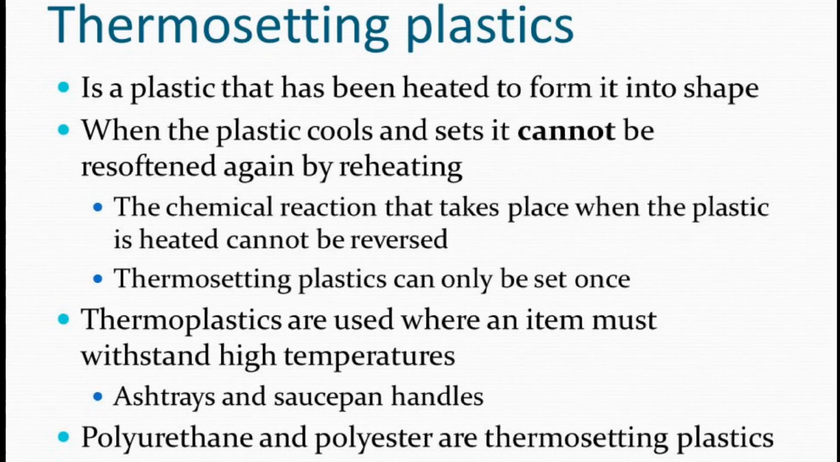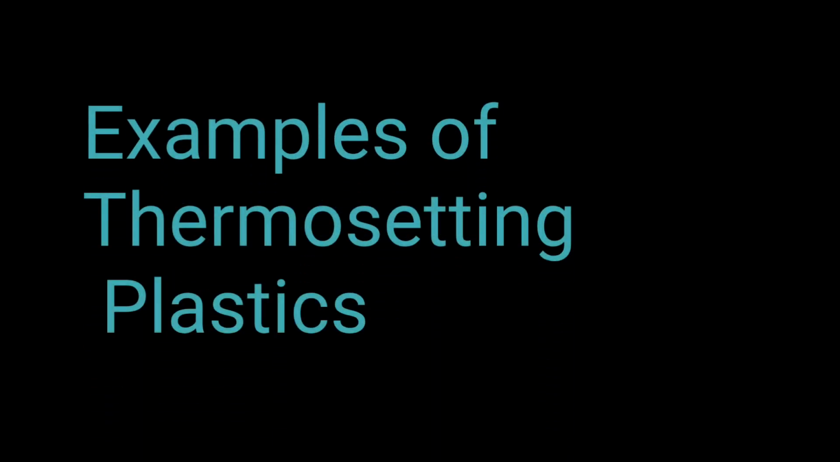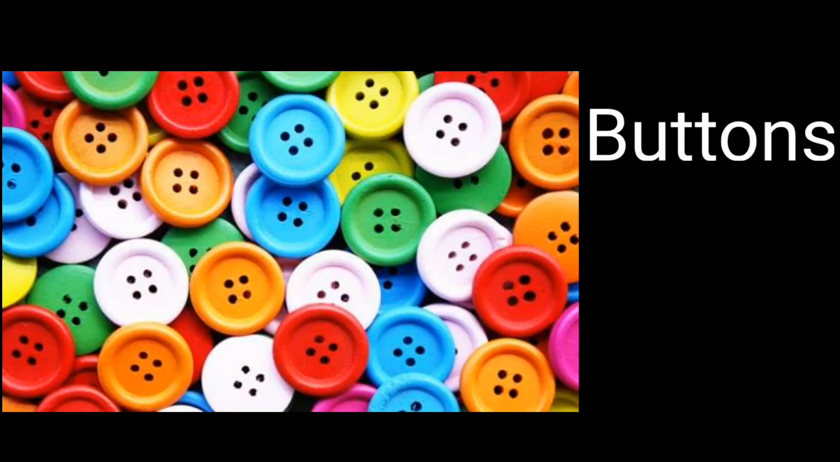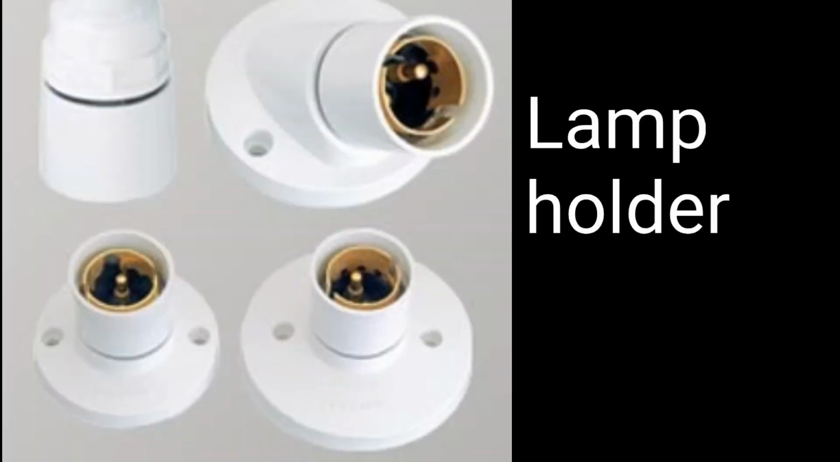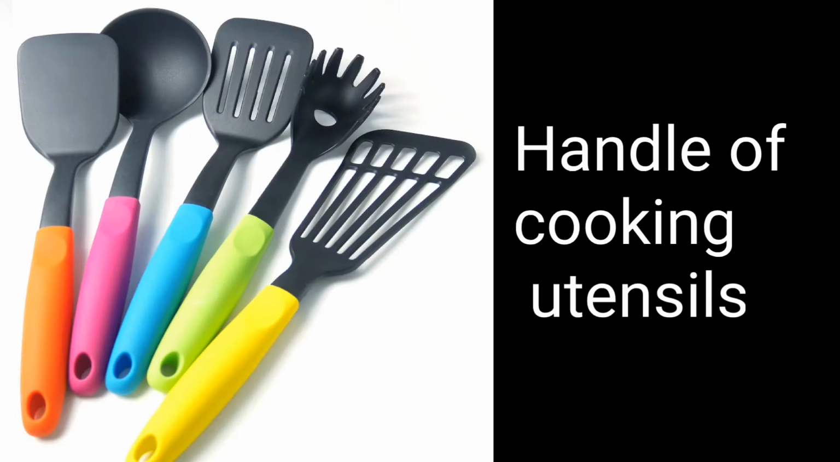Thermosetting plastics. These are also known as thermosets. They are plastics which when heated cannot be melted again. Instead they become permanently hardened. They can only burn instead of melting. Some examples of thermosetting plastics are buttons, lamp holders, wall sockets, plastic handles of cooking utensils, etc. They are used for high temperature applications.